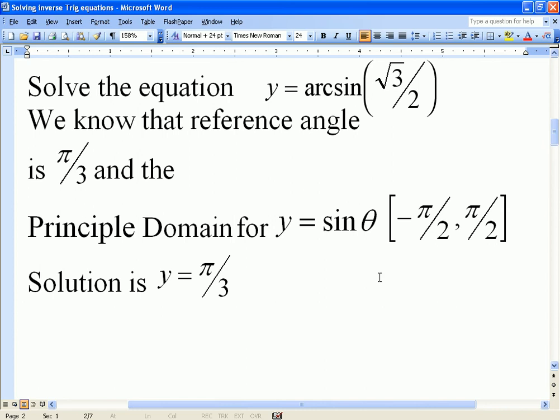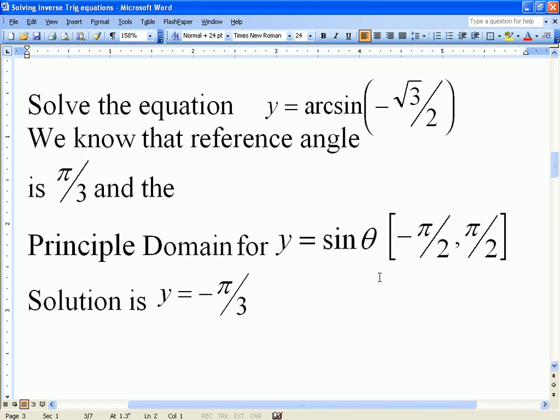Solving the inverse trig equation, y equals arc sine root 3 over 2, we have a look at the unit circle and we see that the reference angle is pi over 3. Because the principal domain for sine theta is any angle between negative pi over 2 and pi over 2, my answer must be the acute angle. So in this case, the reference angle is my angle. So my solution would be y is the reference angle pi over 3. Pi over 3 is arc sine root 3 over 2.